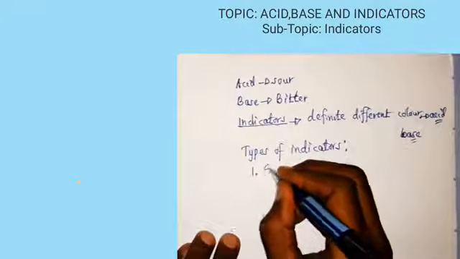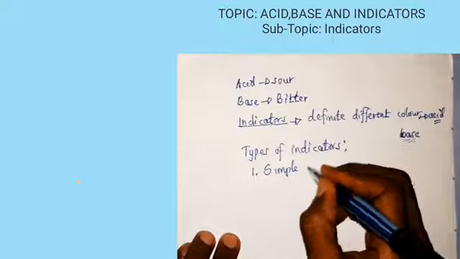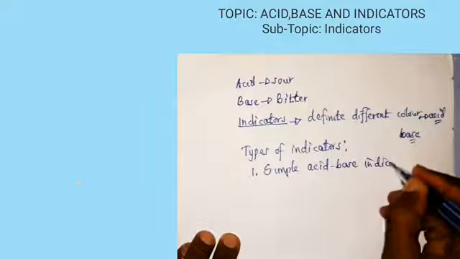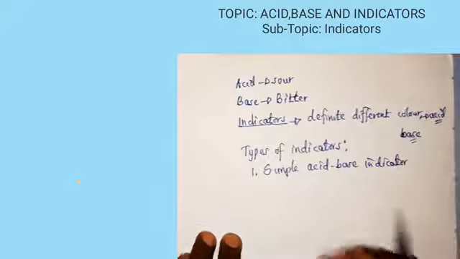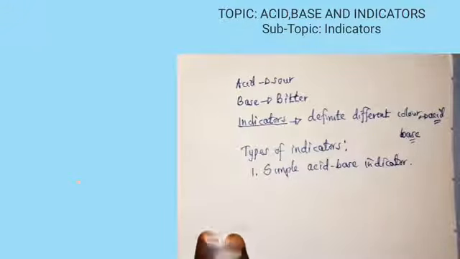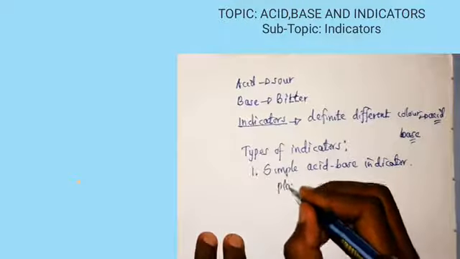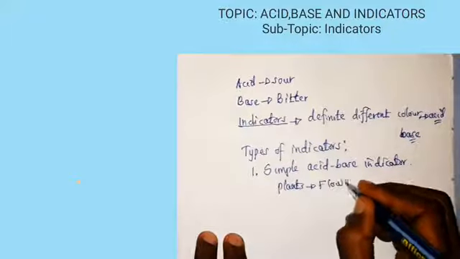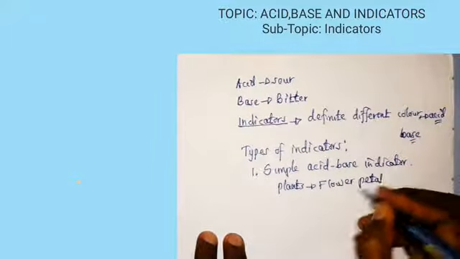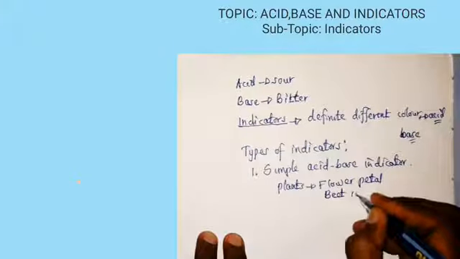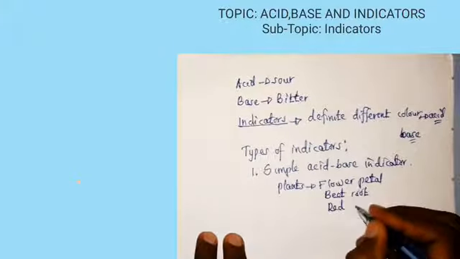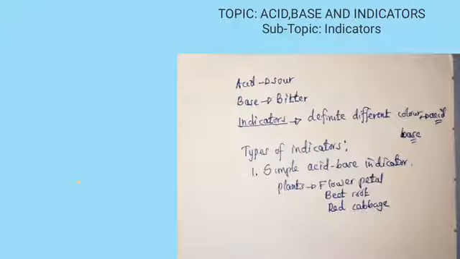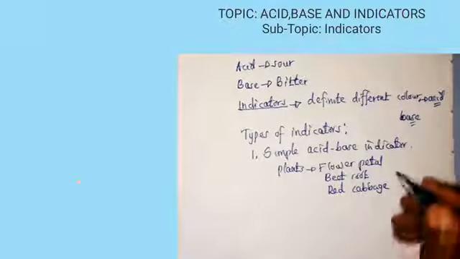One, we call it a simple acid base indicator. Now, a simple acid base indicator is mostly obtained from plants, such as flower petals, beetroot, or red cabbage. Therefore, how is it done? The flower petal is taken, or one of these is taken.